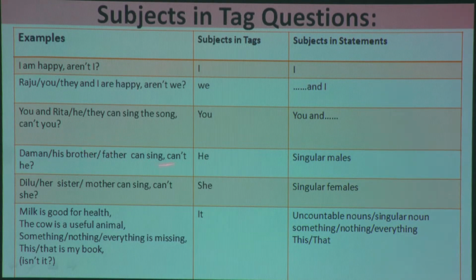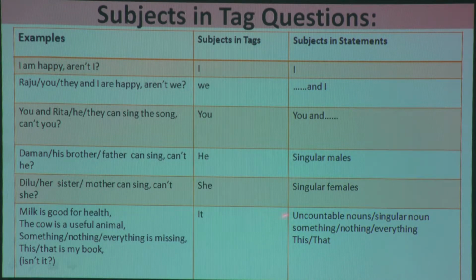Now the other one. When the subject is singular male, it is he, very simple. Daman, his brother, my father can sing, can't he? When the subject is singular female, she: Dilu, her sister, mother can sing, can't she? Is that clear?